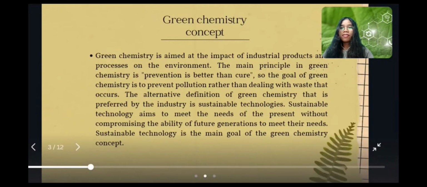The alternative definition of green chemistry that is preferred by the industry is sustainable technology. Sustainable technology aims to meet the needs of the present without compromising the ability of future generations to meet their needs. Sustainable technology is the main goal of the green chemistry concept.